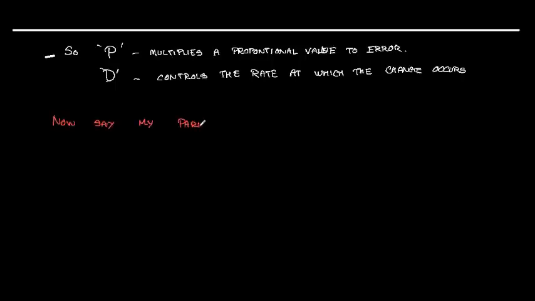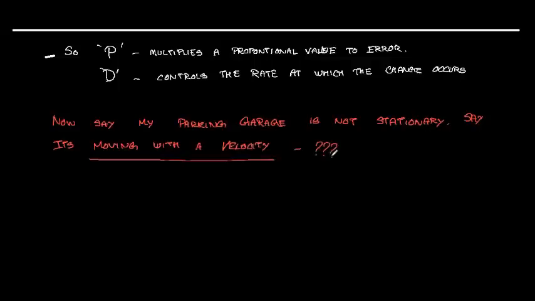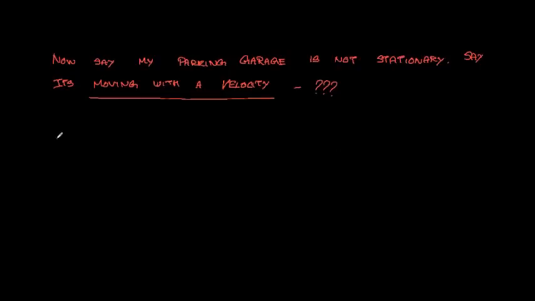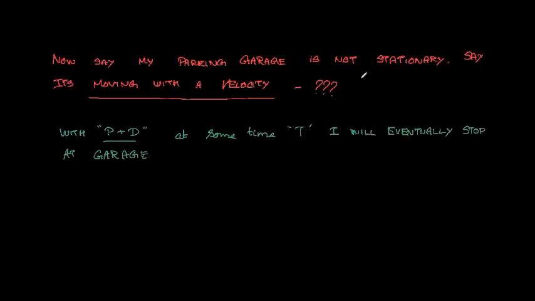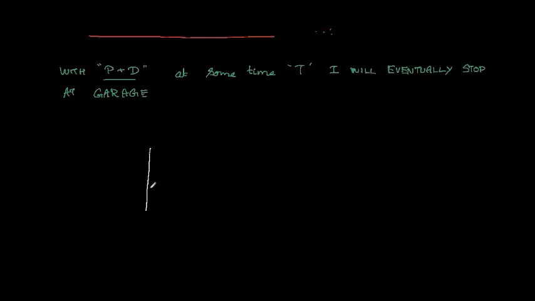But is it enough? No. Now say the parking garage is not stationary, it's moving with a velocity v. So what do we do now? Let's have a look at an example. With just the P and D, at some time I'll eventually stop at the garage, but maybe because of the D value at a slower rate too.